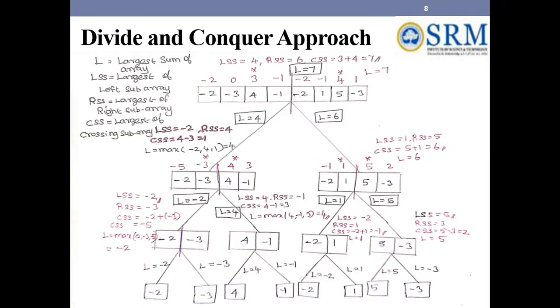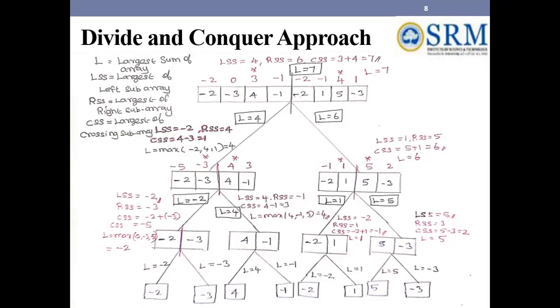subarray problem. Again, this process is repeated for 4, minus 1, minus 2, minus 1 at this level, all the nodes at this level. Again, combine the solution for minus 2, minus 3, 4, minus 1. Then combine the solution at the root node. Okay, how to find CSS if we have more than one element?